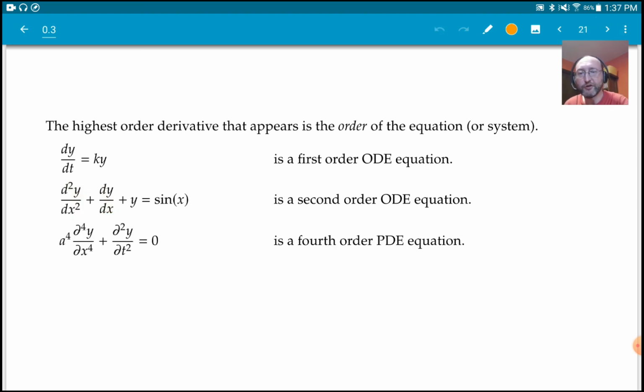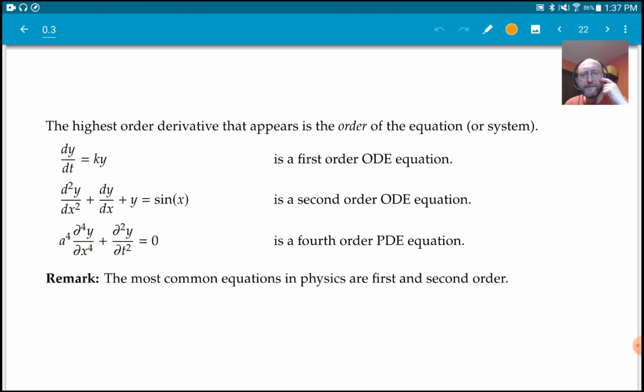And over here you have a fourth order PDE. Those are partial derivatives in x and t, and you have a fourth derivative over here. So it's a fourth order PDE. It doesn't really matter that there's also a second order. Could be a second order, third order, whatever. As long as they're all fourth order or less, it's a fourth order PDE.